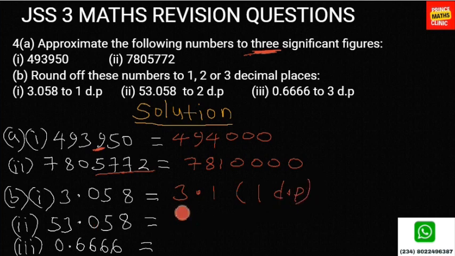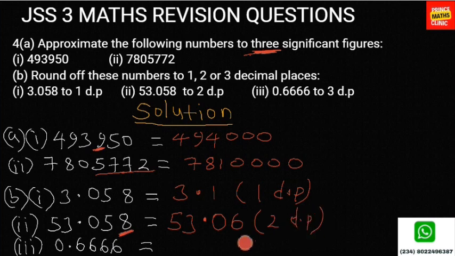Then the next one is 53.058. So write 53 first, point. The number after it is 0, the number next to it is 5. We want to turn it to 2 DP. So you count 0, write 0, then 5 is the next number. The number after 5 is greater than 4. So change it to 1, add it to this 5, it becomes 6. So this is 2 DP.